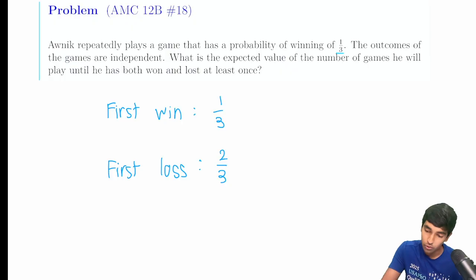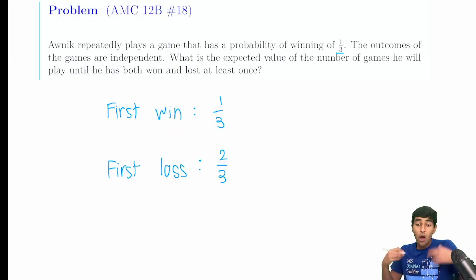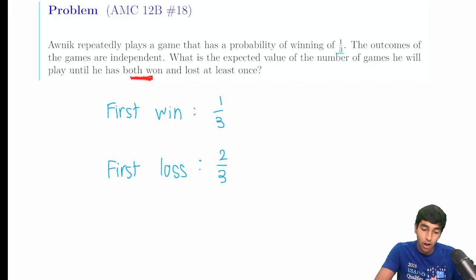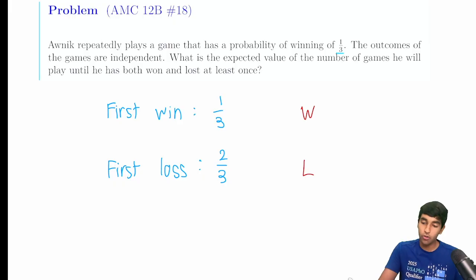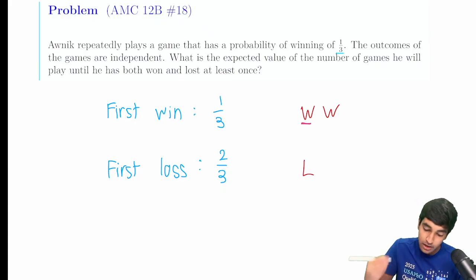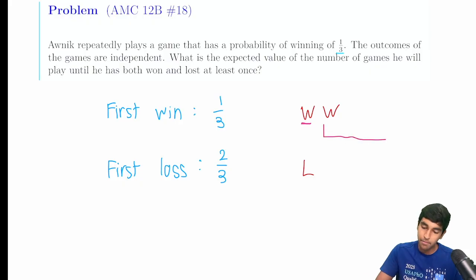So let's say the first one was a win. Let's go back to this. Now we already have the win, and now we have to have a game that lost. So what's the expected number of games till a loss comes? Well, the probability of losing is 2/3. Let's say this was a win, this was a loss, and this was another win. That's not helping us, because we have to have one W and one L. So now we know this first one is a W, and then we have some sequence of games until we get our first L.